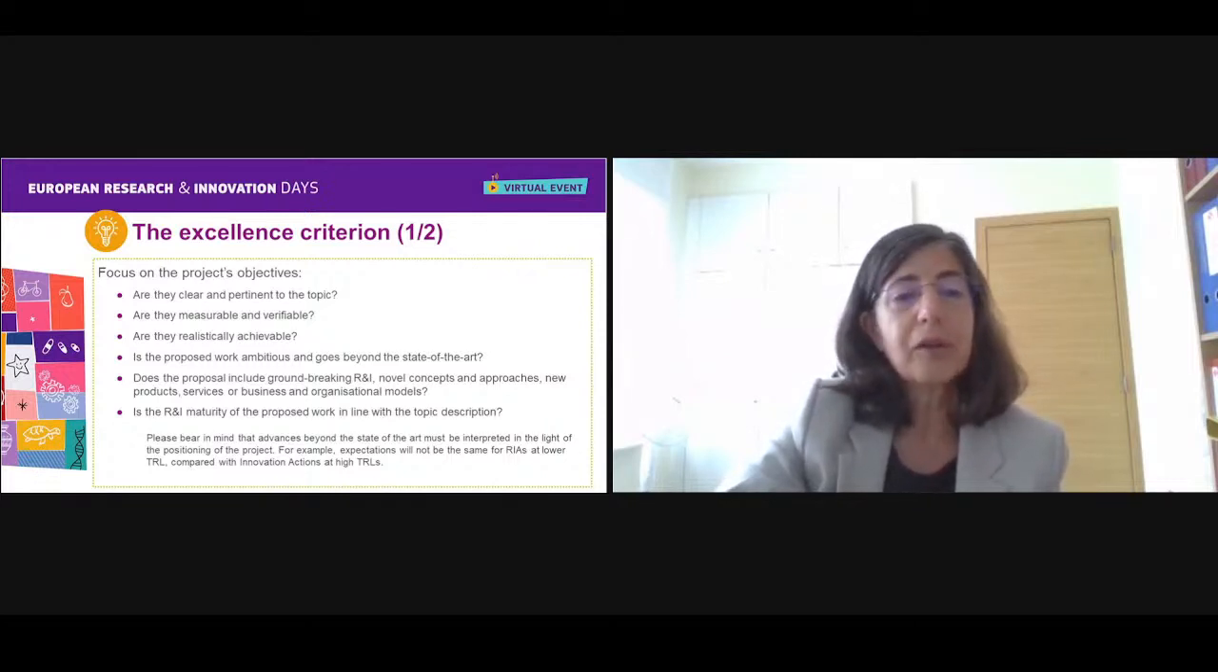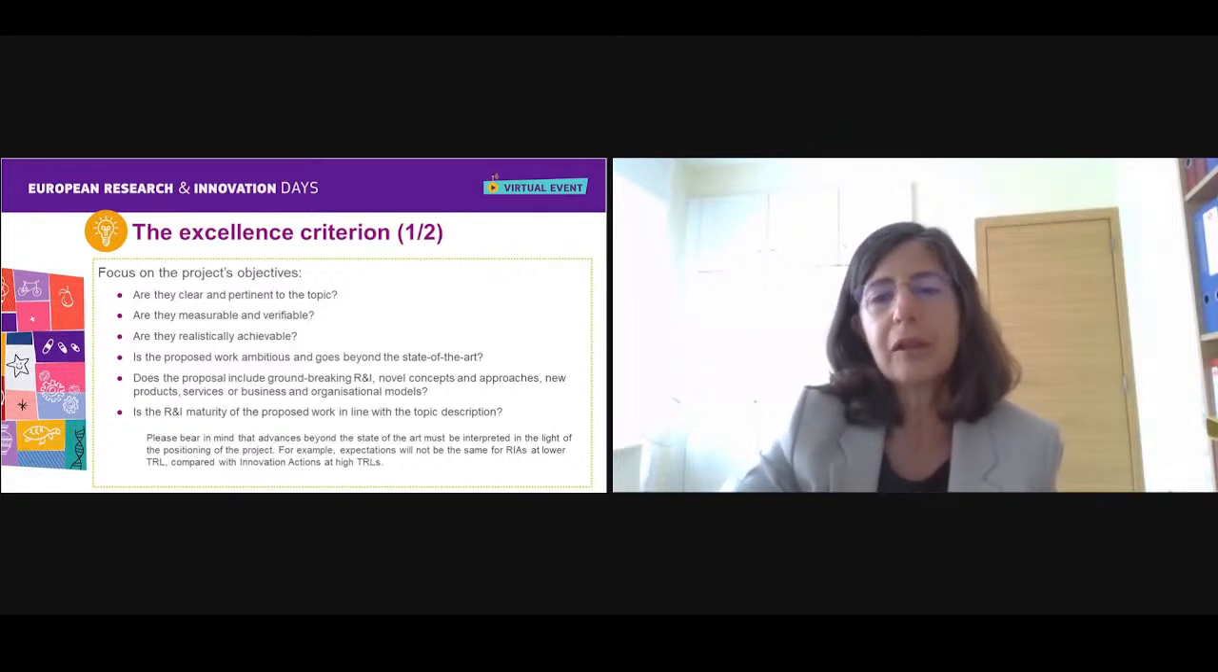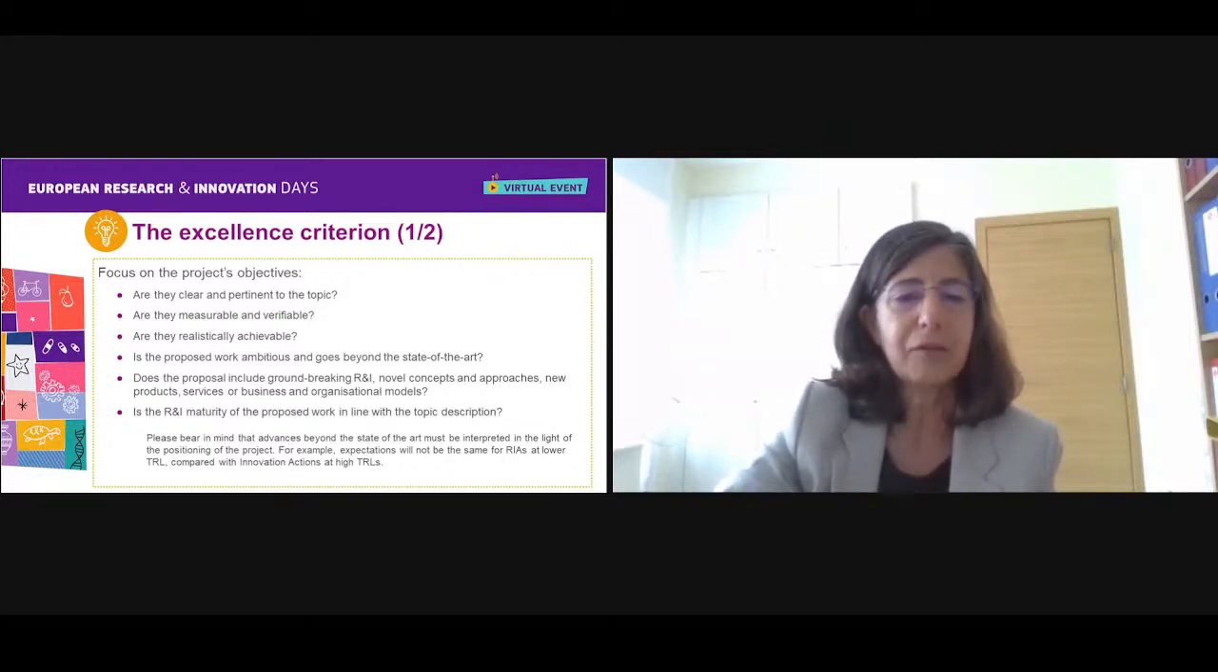They also need to assess whether the proposed work is ambitious and goes beyond the state of the art, if it includes groundbreaking research and innovation, if it includes novel concepts and approaches, if it will develop new products, services, or business and organization models. And then we also ask the experts to assess the research and innovation maturity in line with the type of action that is asked in the topic description. So we expect different maturity in the research and innovation content in different types of actions.